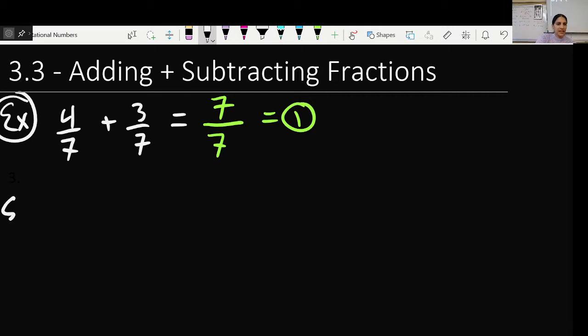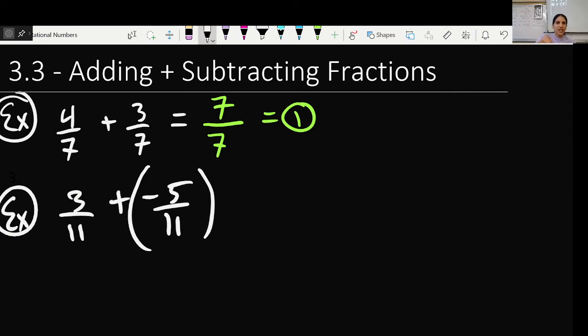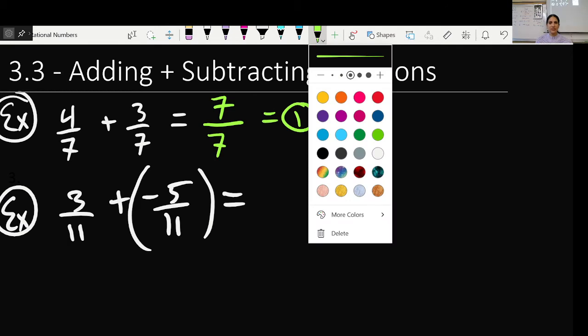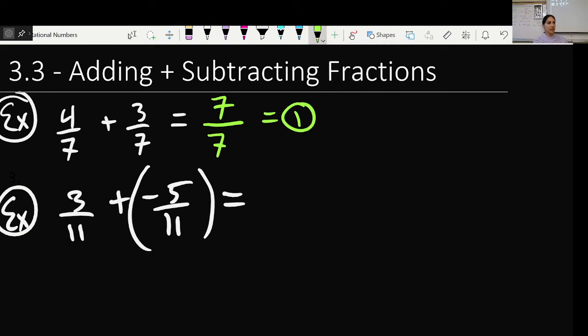Okay, so then let's try another one. Let's say we have 3 over 11 plus negative 5 over 11. And don't call it out, but if you know the answer, you can go ahead and write it down. Well, I'll give you a minute. So it's sort of combining integers as well as fractions, right? So it's a couple of different concepts together.